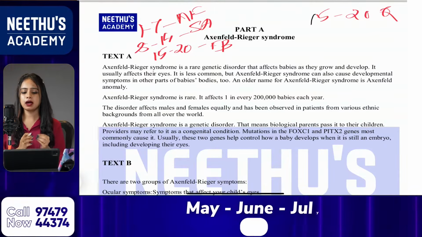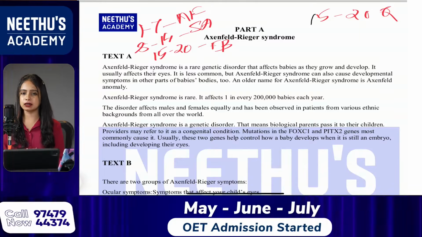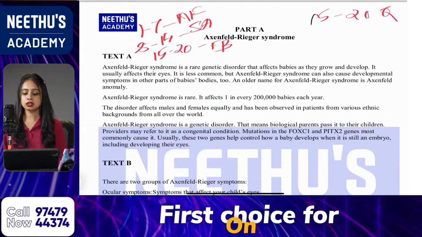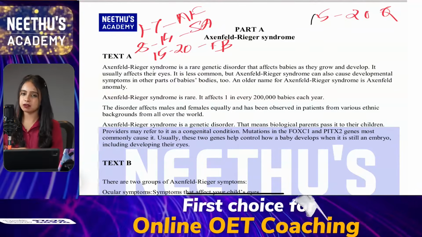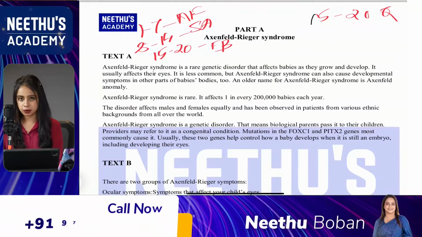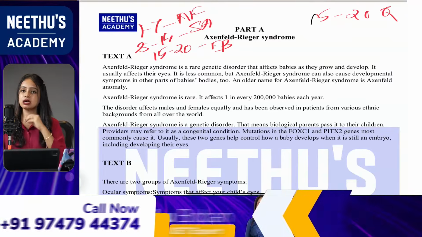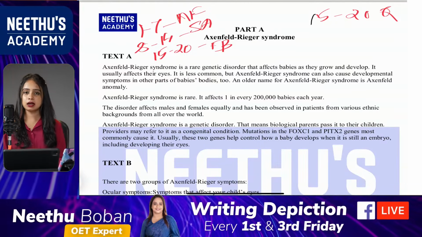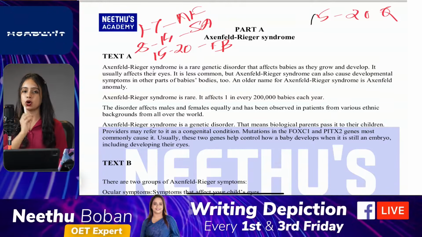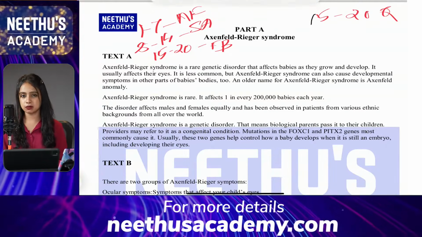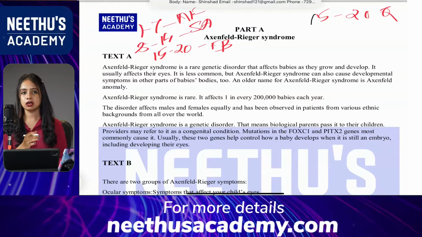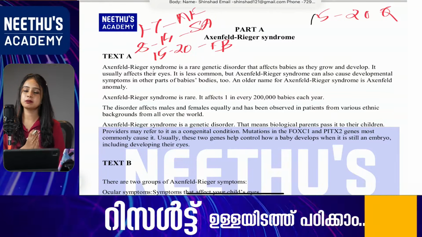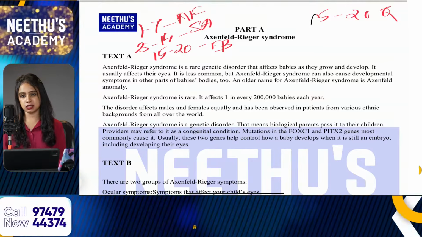So what do you mean by match the following, short answer, and fill in the blanks? It means, first of all, you can read each of the texts. Then we have to identify what the keywords are from each of the texts. Then we will complete each and every question. Okay, so that's all about part A questions.